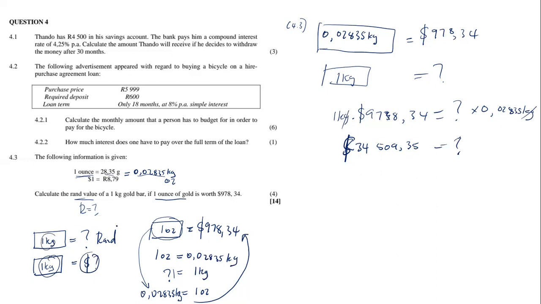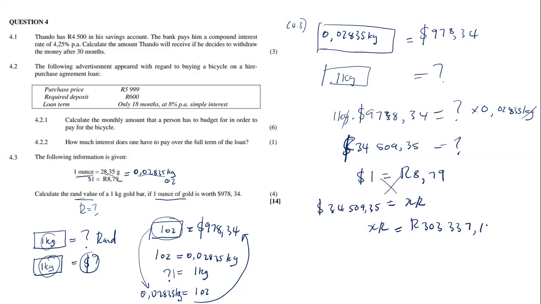Let us determine our 1 kg in rands, which is our question. They say to us 1 dollar is equal to 8 rand and 79 cents. So I want to know what 34,509.35 dollars is in rands. I'll cross multiply: X rand will be equal to this multiplied by 8.79. And then how much do I get? I get 303,337.16.